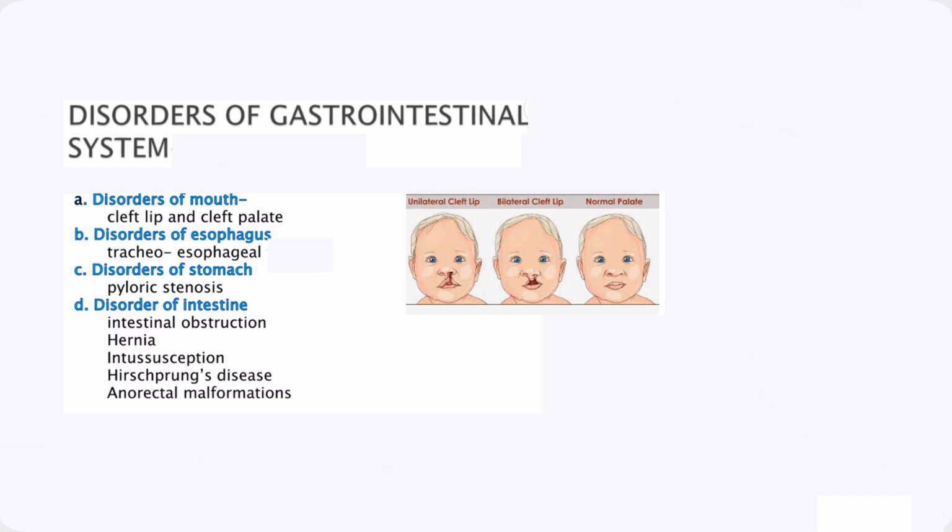This is about congenital disorders related to the gastrointestinal system. Under the topic of mouth, cleft lip and cleft palate occur. We can see in the picture discontinuation of the tissues, especially in the lip and palate. Next one is the tracheoesophageal fistula that we already saw, and next is pyloric stenosis, which happens in the stomach. And disorders of the intestine: number one is intestinal obstruction, hernia and intussusception, Hirschsprung disease, and anorectal malformations.